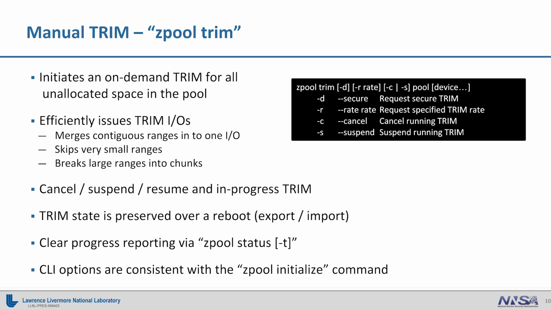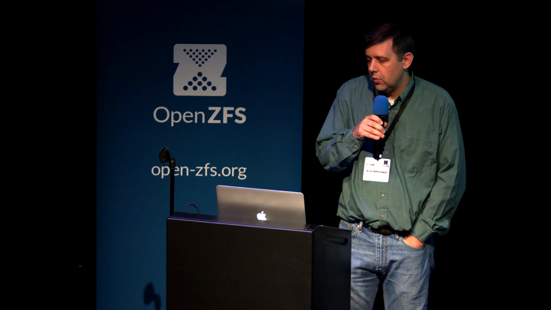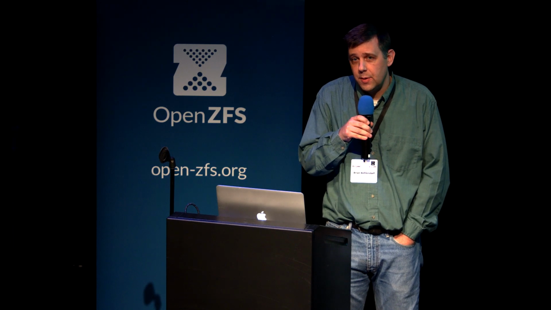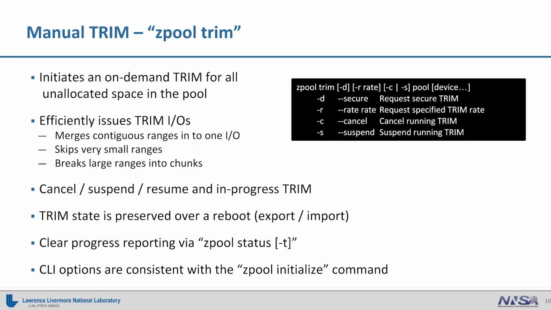So, what got added? Manual trim. There's a zpool trim command in the latest release. It does exactly what you think it should. It initiates an on-demand trim, and it trims all unallocated space in the pool. The command line syntax is very much like VDEV initialize. Just give it zpool trim and the pool name. Additionally, if you want to restrict it to particular VDEVs, you can do that. Just specify the ones you want.